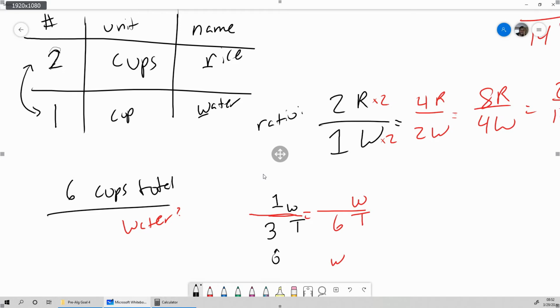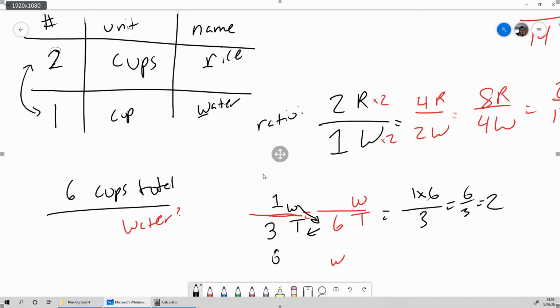And then I would just do cross multiplication. 1 times 6 divided by 3. And that would just give me 2. I would need 2 cups of water for a total of a 6 cup recipe.